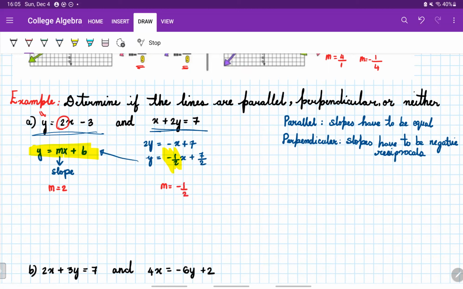So clearly both the m's are not the same, so we know that it is not parallel. So is it perpendicular? Are these two lines perpendicular to each other? We see that yes, they are perpendicular to each other because m here is 2, and the reciprocal of this would be 1/2, and the negative of it is going to be minus 1/2, and you see that the slope of the second equation here is the same. It is negative 1/2, which makes these two lines perpendicular. So these two lines are perpendicular to each other.